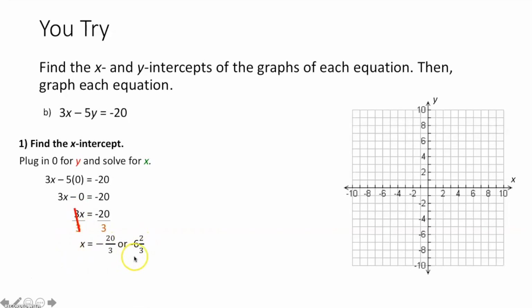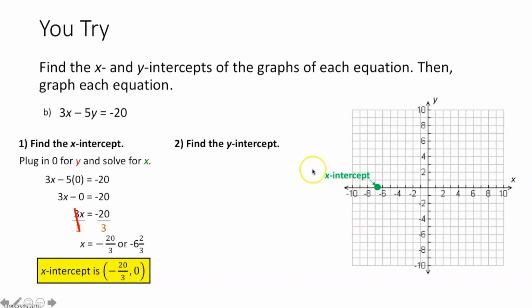But again, you don't want to leave your answer like this because this is the equation of a vertical line. We're looking for the x-intercept, which is a point. So you got to write your answer as a point. What's the x-intercept here? It's going to be -20/3, comma 0. Or you could have put -6 2/3, comma 0. Same thing. Next, we plot that on our graph. So we put a point right there. That's called your x-intercept.